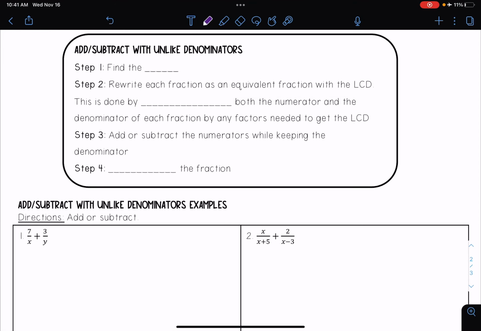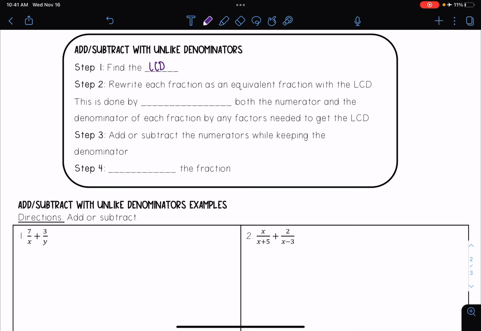So for this video, we're going to be looking at adding and subtracting rational expressions with unlike denominators. There's going to be 4 basic steps that we follow to complete these problems. The first one is to find the LCD, or in other words, the least common denominator.